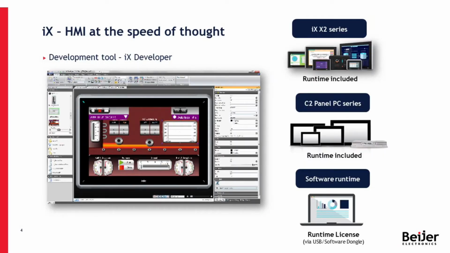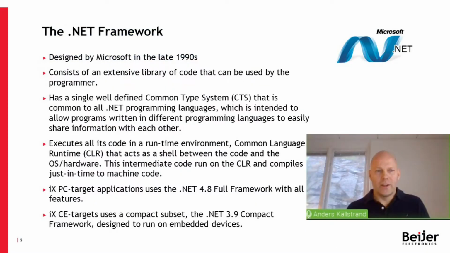If we look at the development tool, IX Developer, you can create applications for the IX X2 series, where you have a standard panel with the runtime included. You have the C2 panel series, where you can have runtime included. It's a panel PC with Windows installed on it. And the third option is a software runtime, where you buy a runtime license, so you can install it on any PC with Windows. So let's talk a little bit about the .NET framework then.